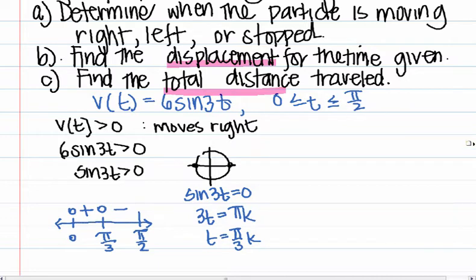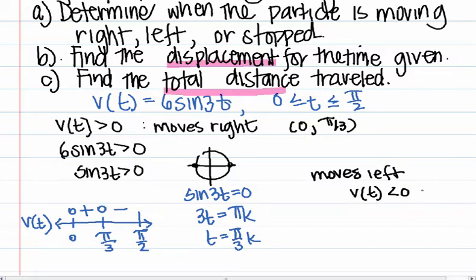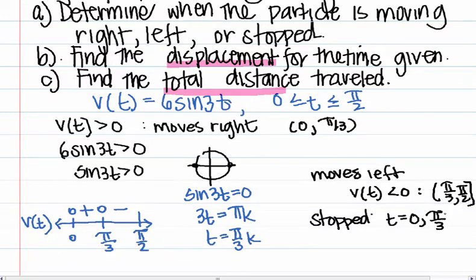So that means it is moving to the right when v of t is positive, so we would say on the interval 0 to pi over 3. And similarly, it would be moving to the left when v of t is less than 0, so that means from pi over 3 to pi over 2, and it is going to be stopped when t equals 0 and pi over 3.